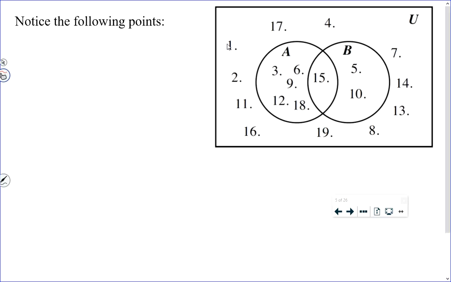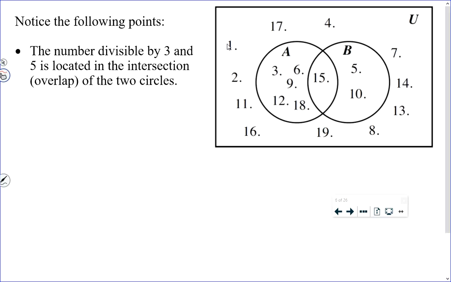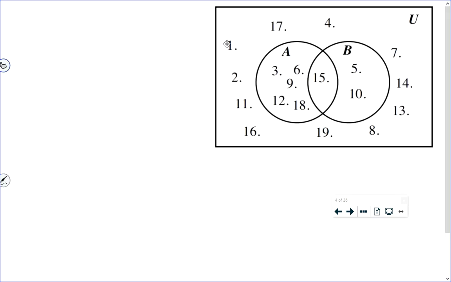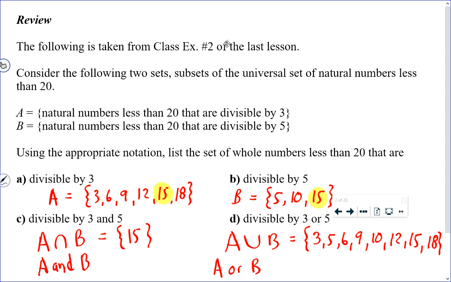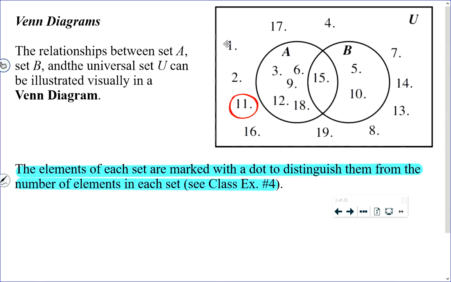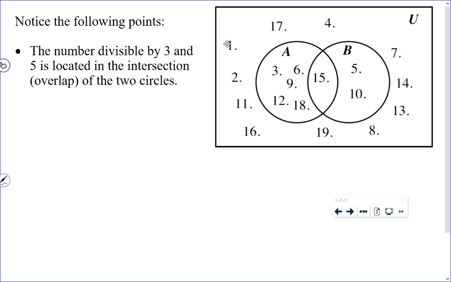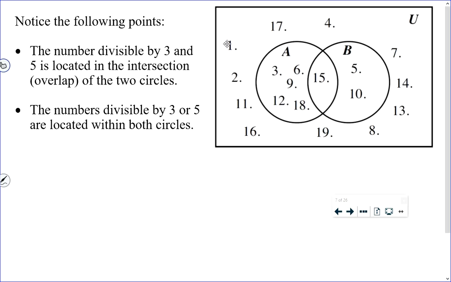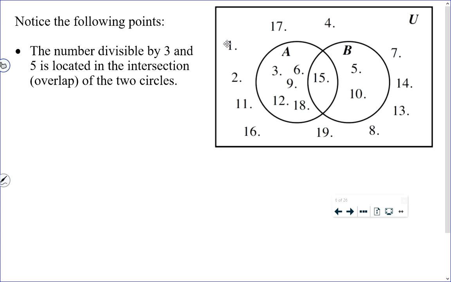Okay, note the following points. The number divisible by 5 and by 3 is located in the intersection. So this is interesting. Well, I think it's interesting. When you go back and you take a look at the bottom left corner of the screen here, A and B had only one element, and it was 15, and we call that the intersection of A and B. Well, look at where the 15 is written. It's written where circle A intersects circle B. It's the overlap. The numbers divisible by, so maybe I want to highlight something here.